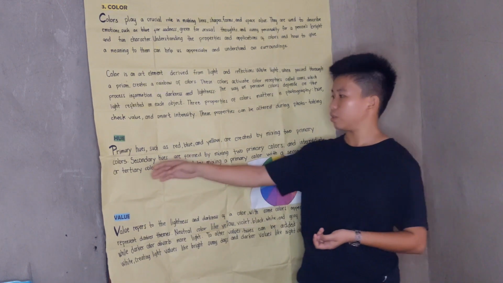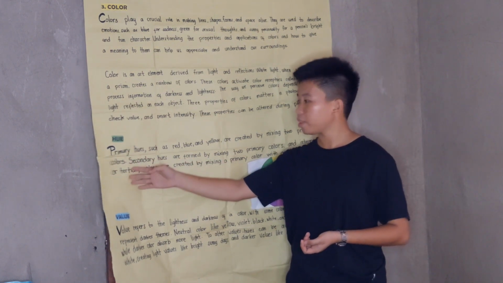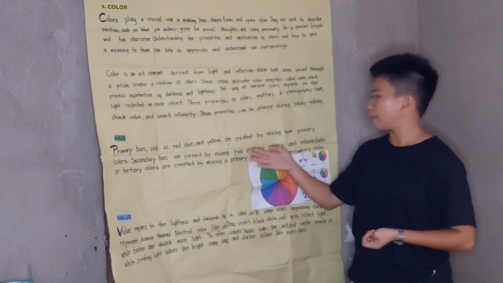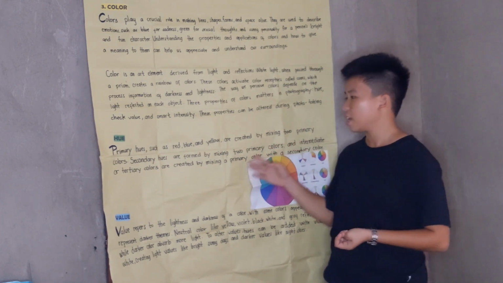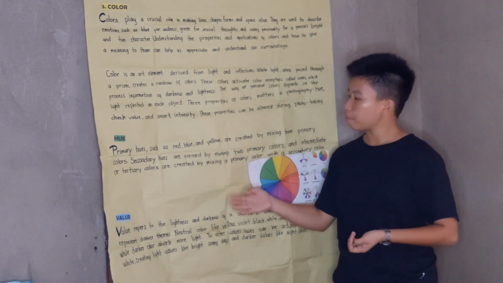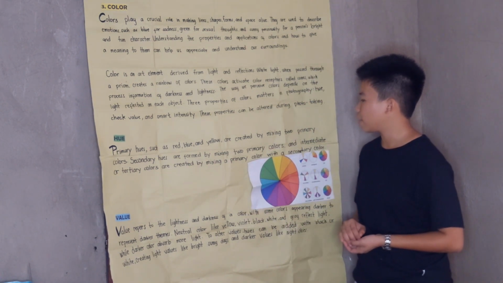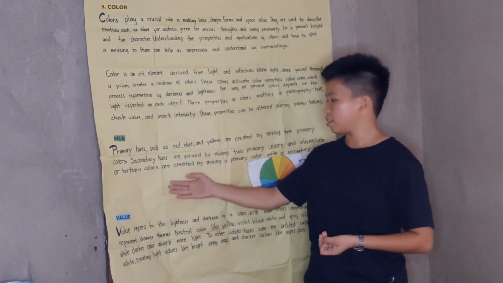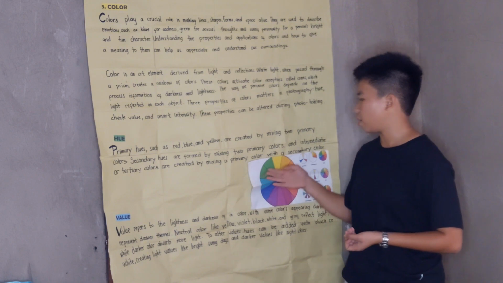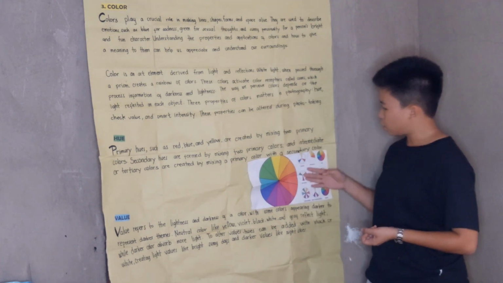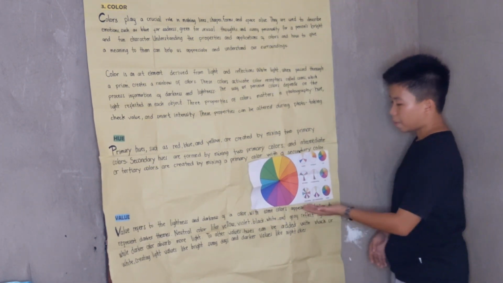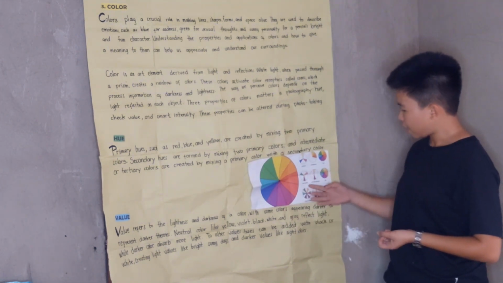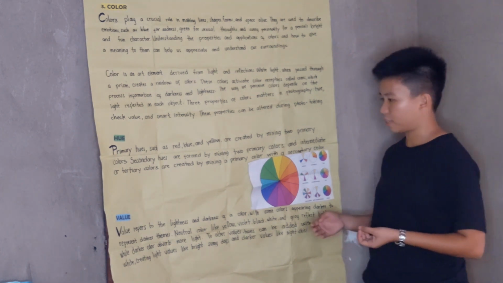So, hues. Primary hues are such as red, blue, and yellow. Secondary hues are formed by mixing two primary colors, and intermediate or tertiary colors are created by mixing a primary color with a secondary color. So this is my example. As you can see, the primary and secondary colors.